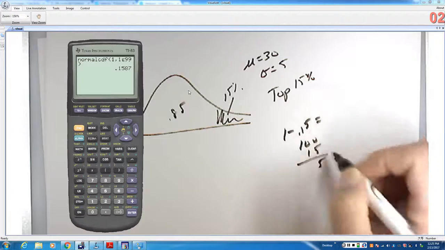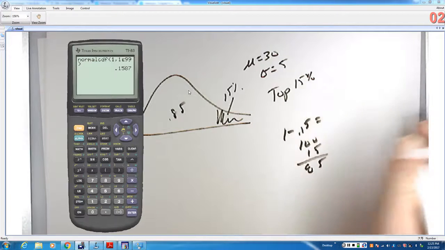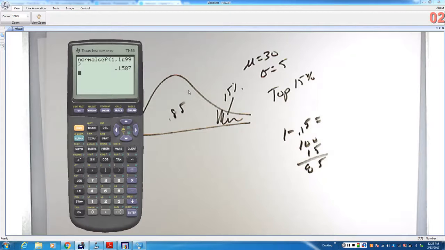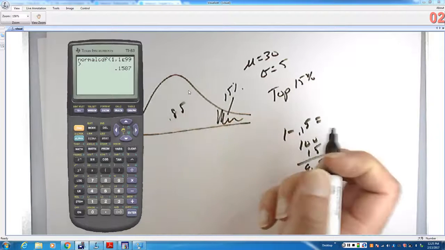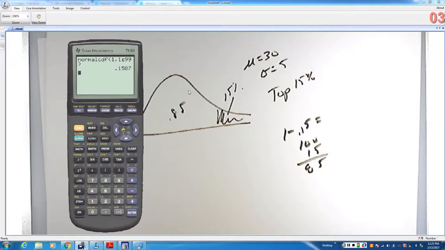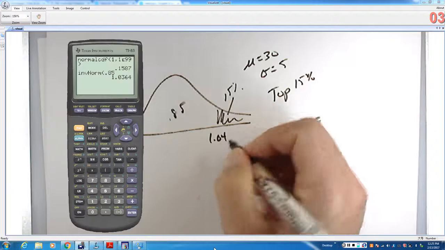Okay, so that's 85. So it's going to be 0.85 right there. Okay, so basically we have the 85%. So now what we have to do is find the z-score that goes with it. So we go second DISTR, go to inverse norm, okay, press enter, and put in 0.85. Press enter, you get 1.04. So the z-score right here is 1.04.